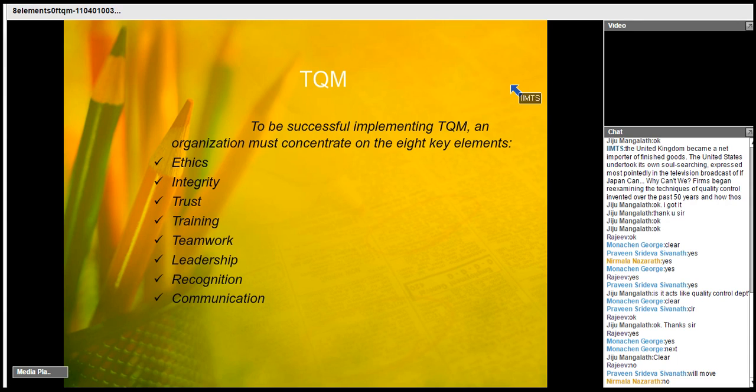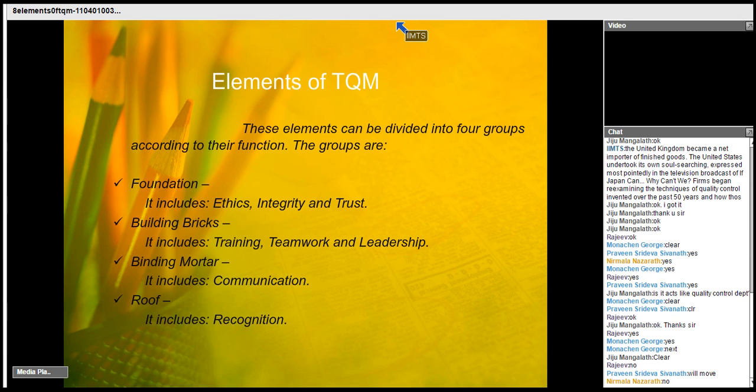To be successful implementing total quality management, an organization must concentrate on the 8 key elements. First, ethics. Second, integrity, trust, training, teamwork, leadership, recognition and communication. These are the 8 important key elements to ensure total quality management in your organization. These elements can be divided into 4 groups according to their functions. The groups are foundation, building bricks, binding mortar and roof.